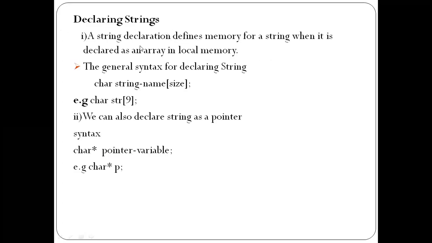Declaration of the string. String declaration defines memory for a string when it is declared as an array in local memory. The general syntax for declaring a string is: char, which is a primitive data type, then the string name and the size. The size is declared within square brackets, with a semicolon. Example, char string[9]; 9 is the size of the string.